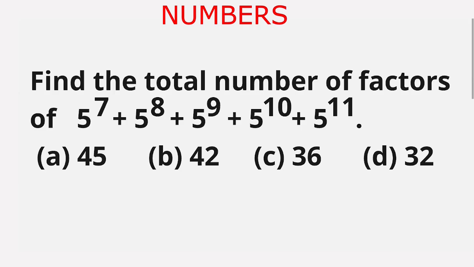Our question is, find the total number of factors of 5 to the power 7 plus 5 to the power 8 plus 5 to the power 9 plus 5 to the power 10 plus 5 to the power 11. The given options are option A 45, option B 42, option C 36, option D 32.